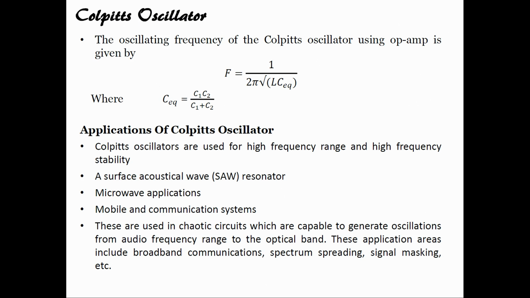So, what are the applications of the Colpitts oscillator? Colpitts oscillators are used for high frequency range and high frequency stability. It can also be used as a SAW resonator, that is, surface acoustic wave resonator, used in microwave applications, mobile and communications. These are also used in chaotic circuits, which are capable of generating oscillation from audio frequency to the optical band. The application areas include broadband communication, spectrum spreading, signal masking, etc.